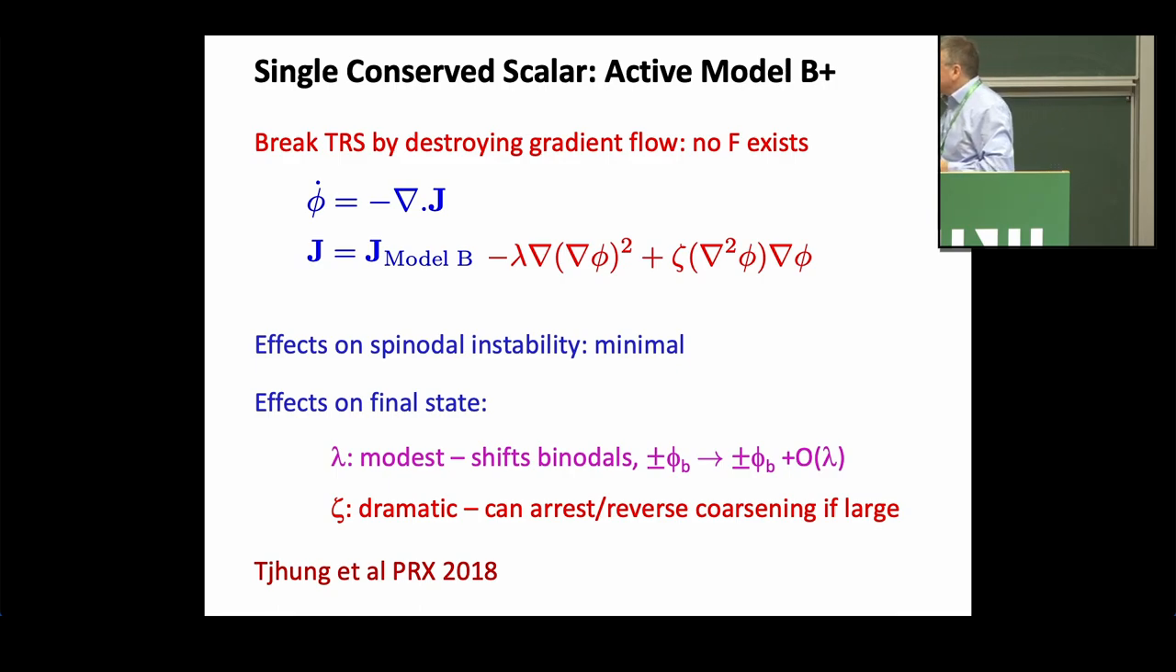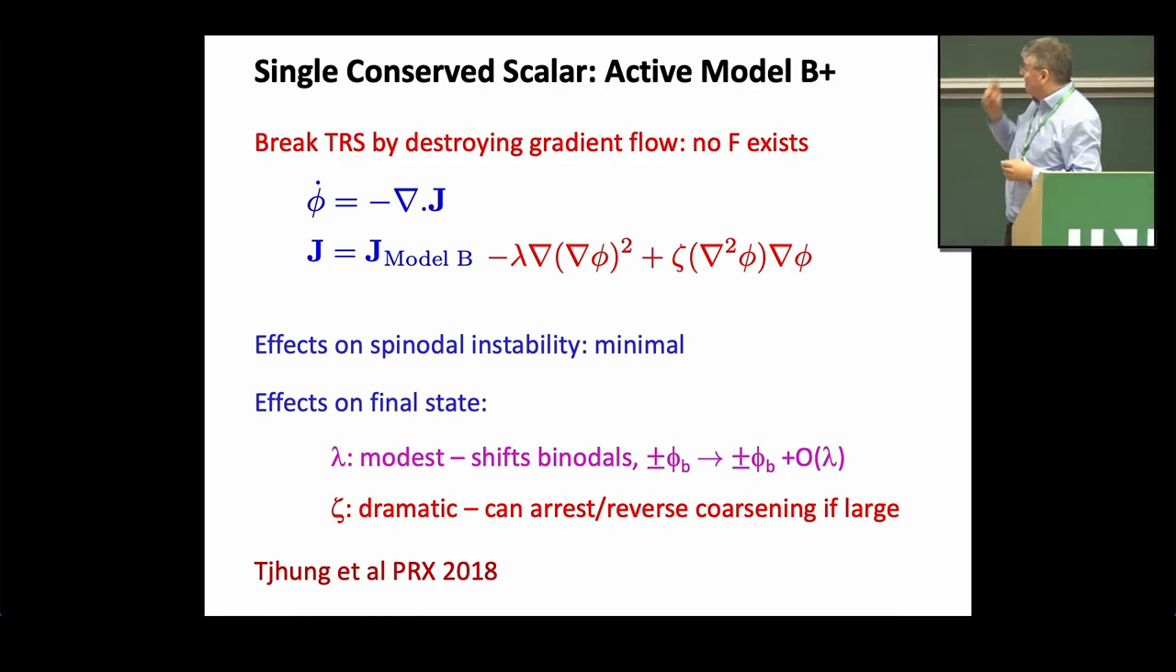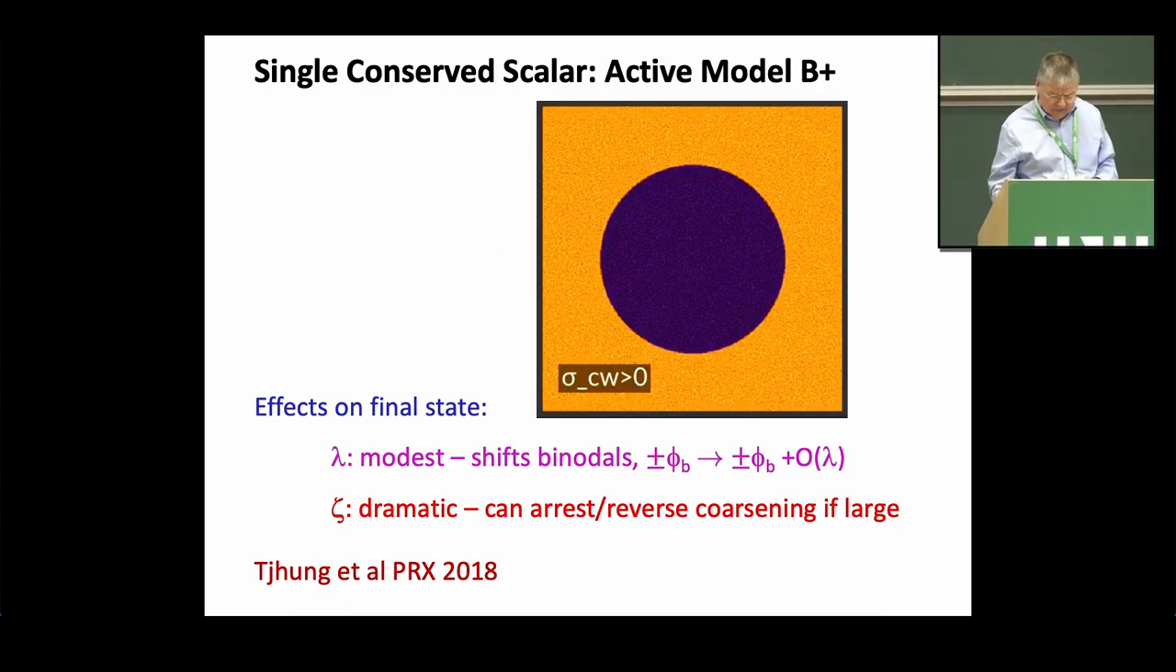So the effect on the final state: the lambda term turns out to have a modest effect. What it does is it slightly shifts the phase coexistence. So what you find in the model is that I've got this minus phi_b and plus phi_b as the two coexisting densities, and they both move in the same direction set by lambda. It can go either way depending on the sign of lambda. So that makes a difference, but it's not hugely dramatic. The zeta term has dramatic effects because that can completely arrest and even reverse the coarsening dynamics if it's large enough. So here's an example.